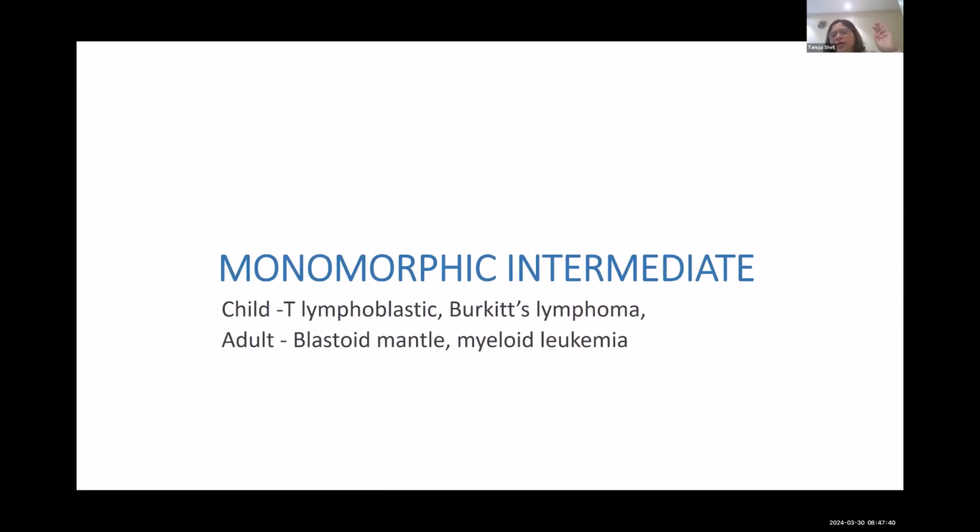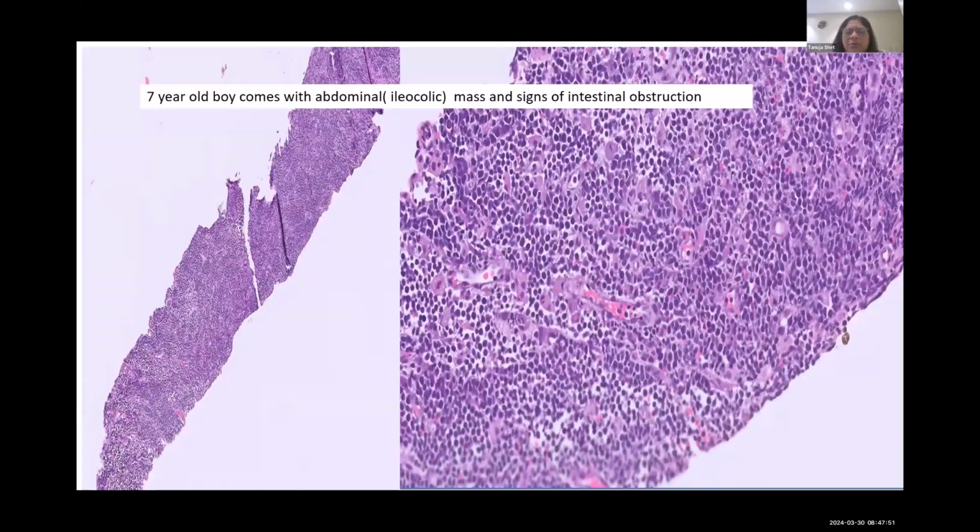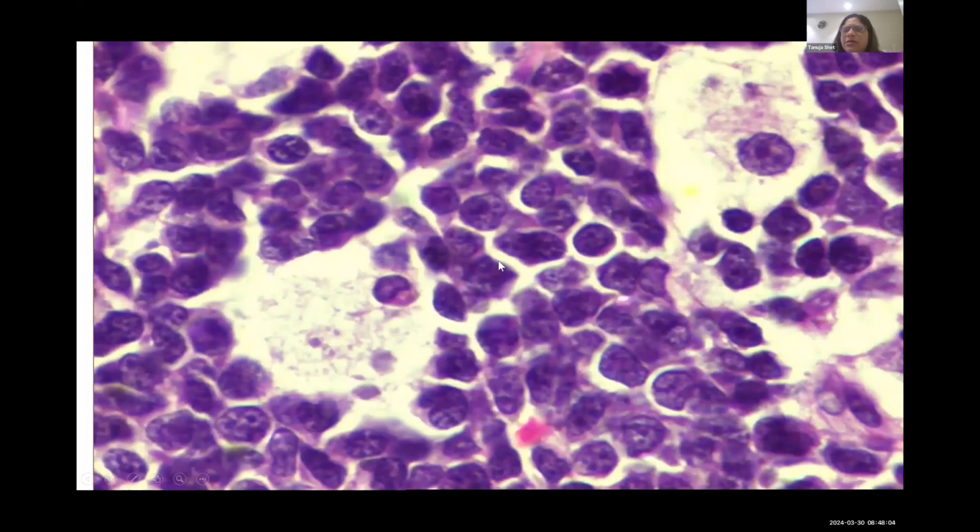We look at the intermediate size B cells. As I said, in a child, you're looking at T lymphoblastic and Burkitt's. In an adult, you're looking at blastoid mantle and myeloid leukemia. Now, this is the typical story of a 7-year-old boy who comes with abdominal ileocecal intussusception. What you find is a population of cells that is equal to the size of an endothelial cell. You will see this in the higher power next. That's a macrophage nucleus, and you can see that the cell is equal to the macrophage nucleus.